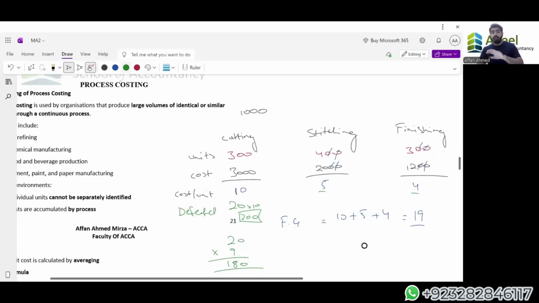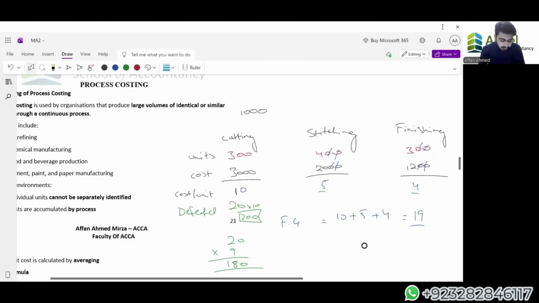So if they are identified in the cutting stage, we will remove them from the cutting stage and we will sell them off as scrap, or we will just write them off. So process costing helps us identify defective goods and reduce cost. Allocation of cost towards a particular product is easier, more flexible, and more accurate in nature.